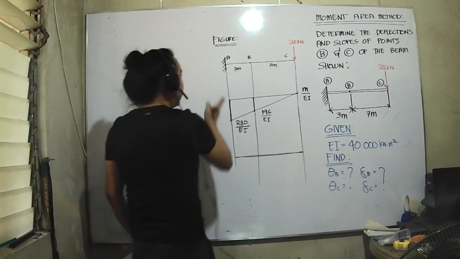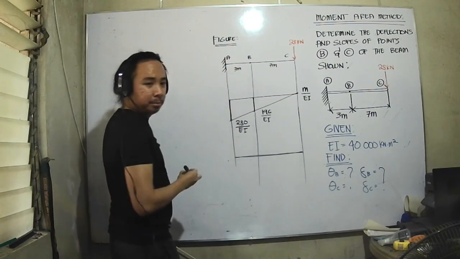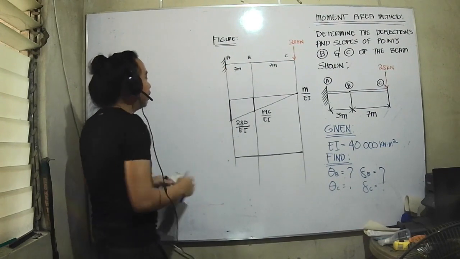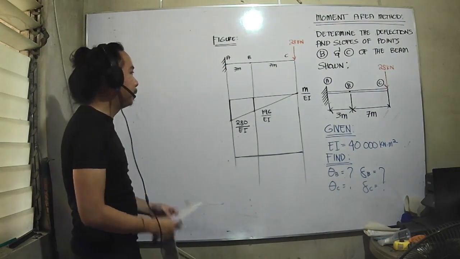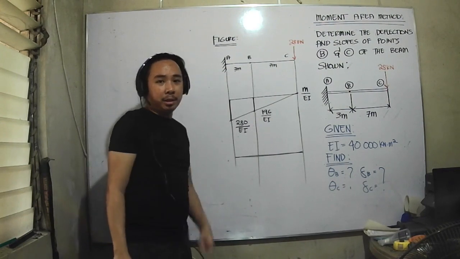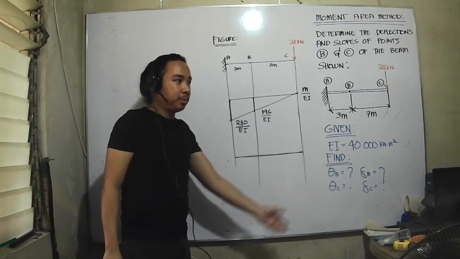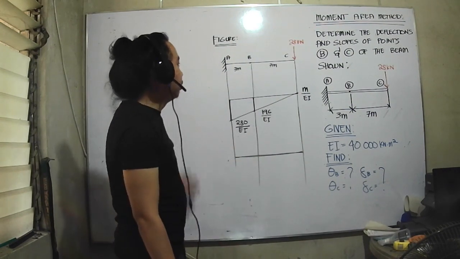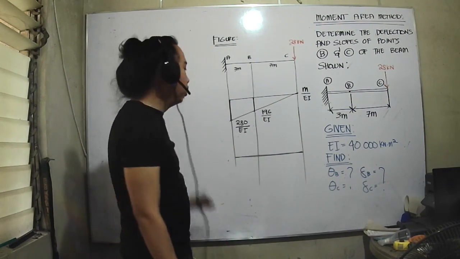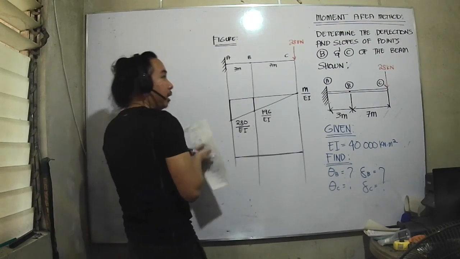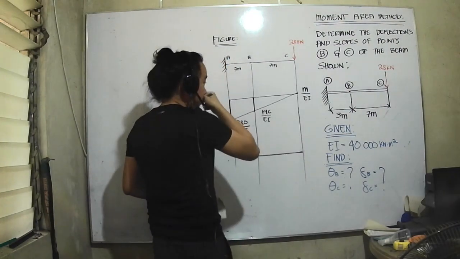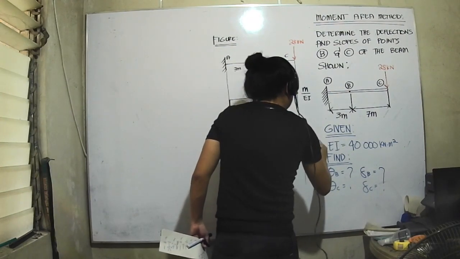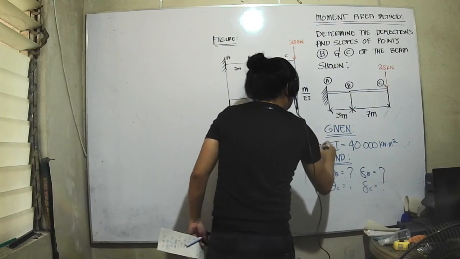Now, we have to draw the tangent at A. As you can see, A is at a fixed support. Now, what is its rotation? Is there rotation at fixed supports? There is none. The problem did not say that we allow rotation at A. So, the slope there should be equal to 0. The slope of the tangent line to the curve at that point is 0. So, this is tangent A.